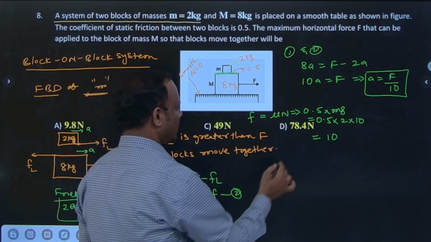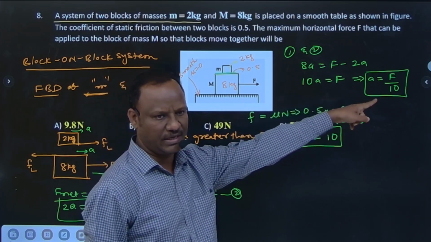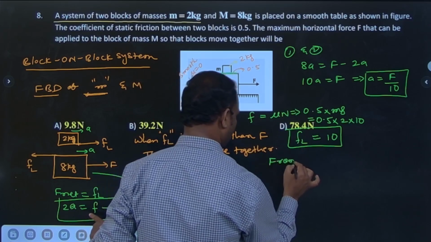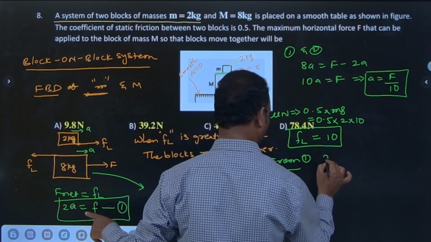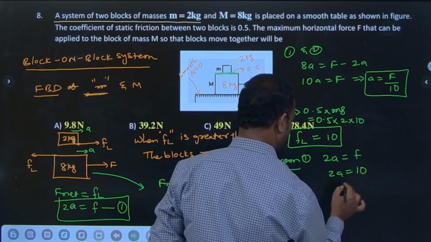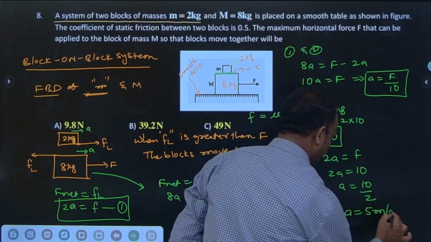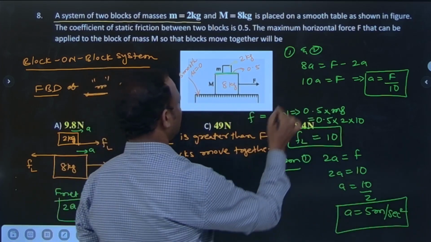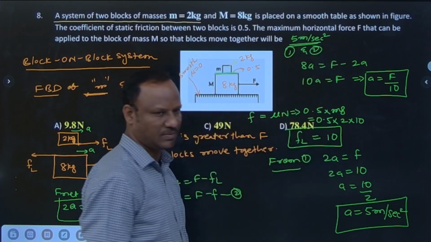So my limiting frictional force is 10. And acceleration is F by 10. By substituting in equation 1, 2A is equal to small f. 2A is equal to 10. A is equal to 10 by 2. A is equal to 5 meter per second square. What is the common acceleration? The common acceleration is 5 meter per second square.